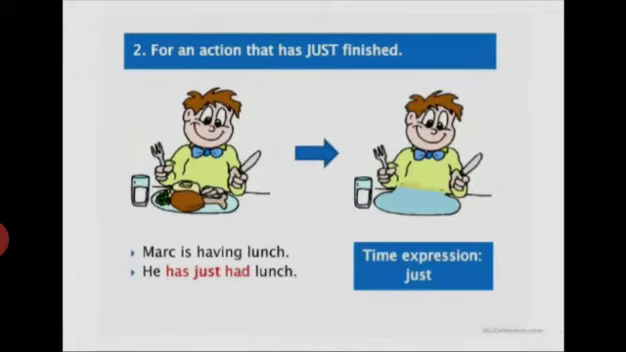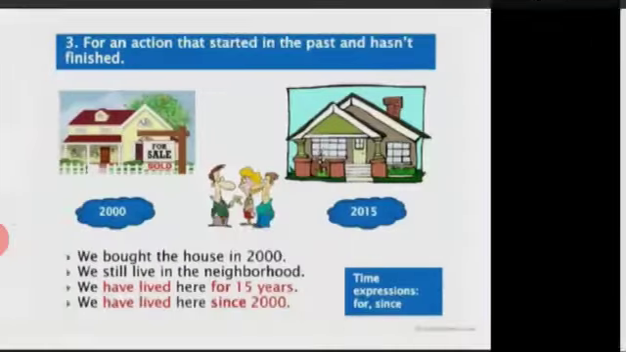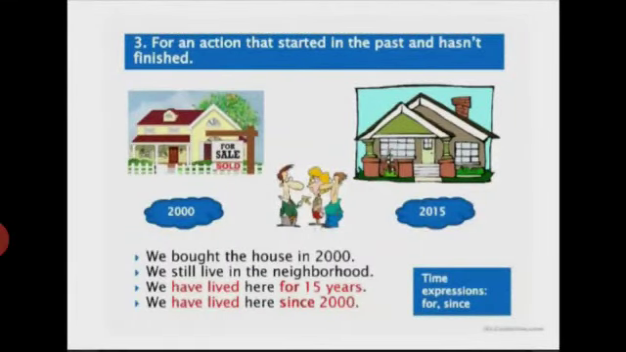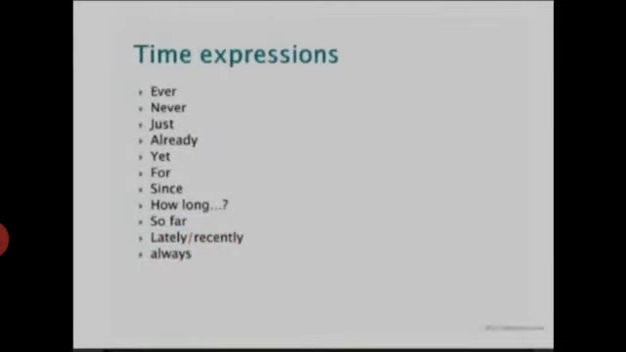And I give you this example: Mark is having lunch. He has just had lunch. We use it for an action that has just finished and for an action that started in the past and hasn't finished. We have lived here for 15 years, or we have lived here since 2000. And here we have some time expressions: ever, never, just, already, yet, for, since, how long, so far, lately, recently, and always, which we use with the present perfect. These are time expressions. We use them with the present perfect.